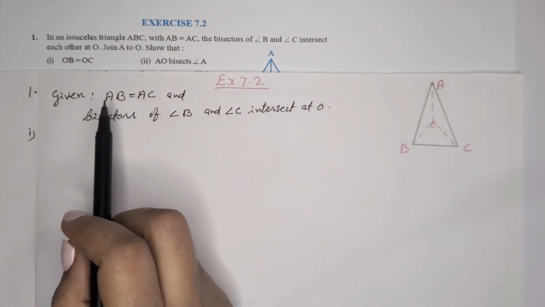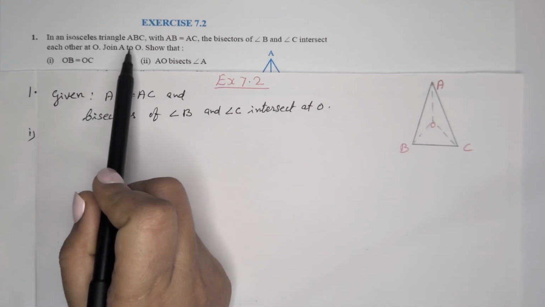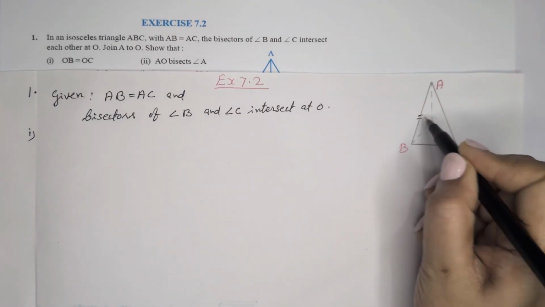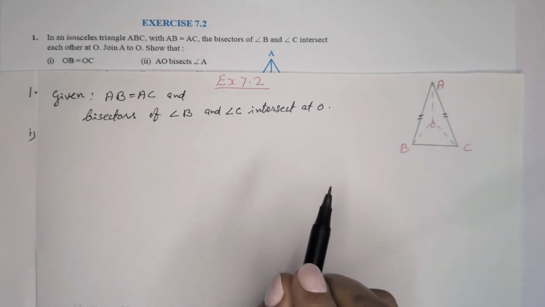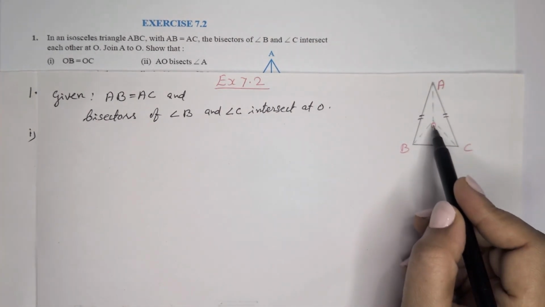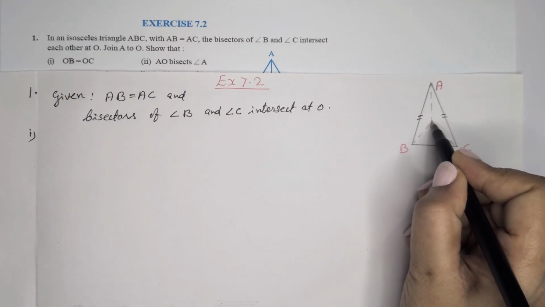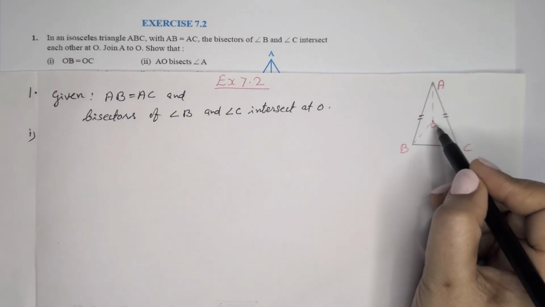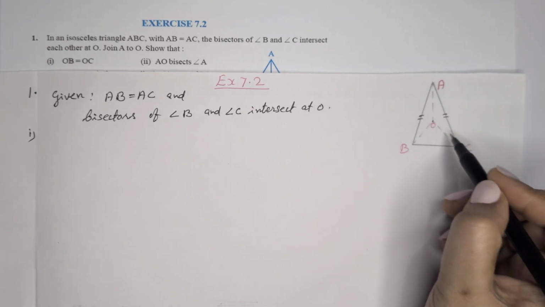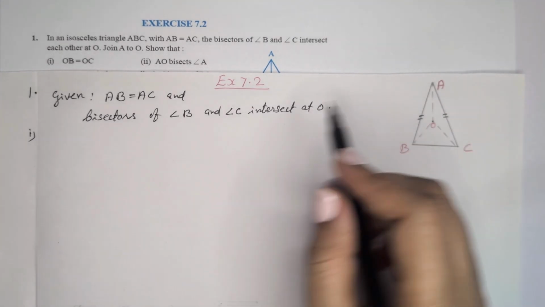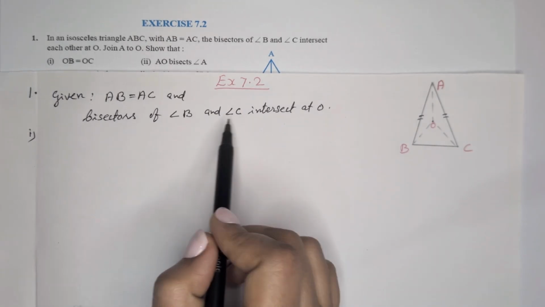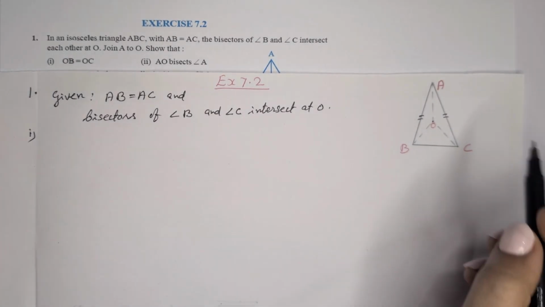Exercise 7.2, first question. In an isosceles triangle ABC, AB is equal to AC. That means these two sides are equal. And the bisectors of angle B and angle C intersect at O. Join A to O. Then first part, prove that OB is equal to OC. So first we can write the given terms. AB is equal to AC and bisectors of angle B and angle C intersect at O.